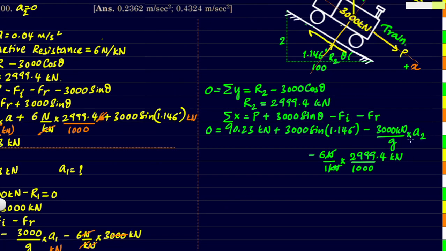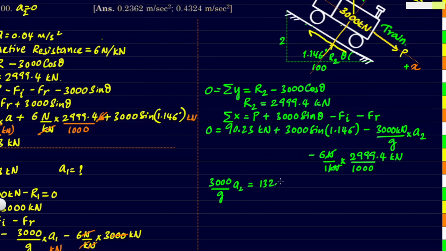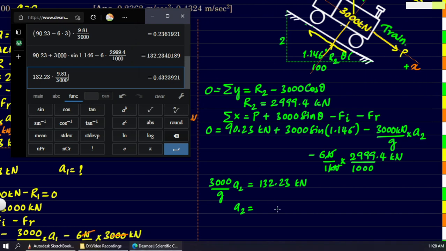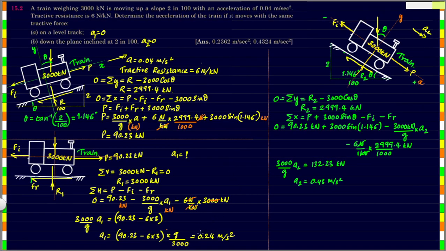We are interested in finding the value of A2, the acceleration. So let's send this term over to the other side. So we get 3000 by G into A2 on the other side. And the other values, when we add them up, we get 132.23 in kilonewtons. So now we can easily find the acceleration by putting it in the calculator. So we get 0.43 meter per second square. So that completes our problem.